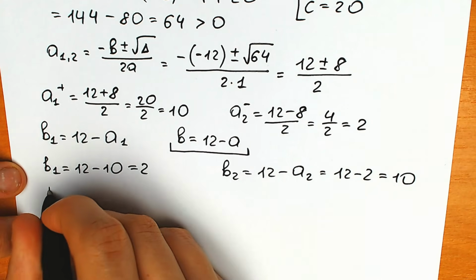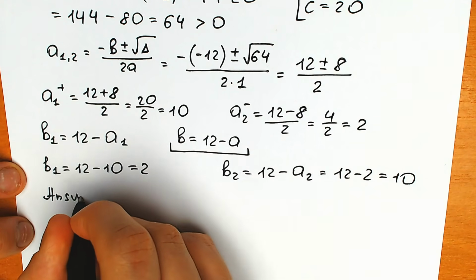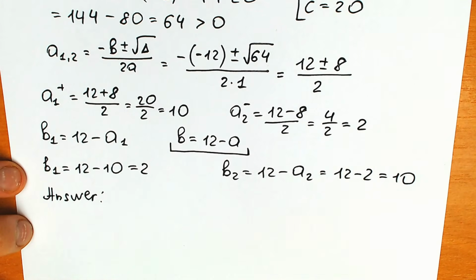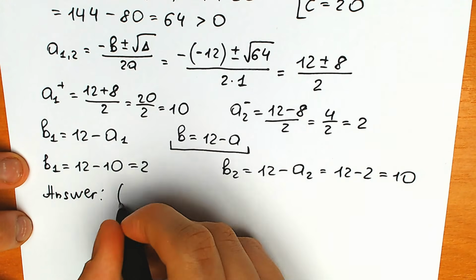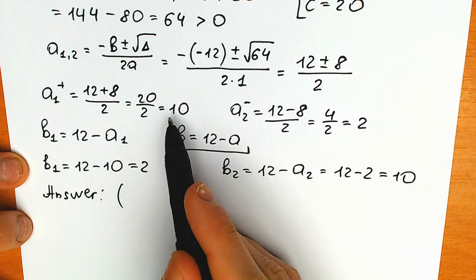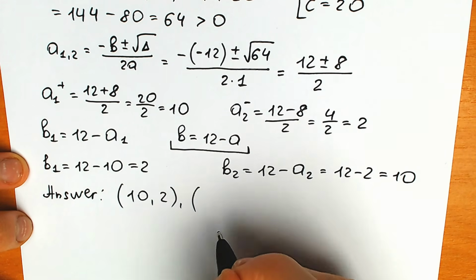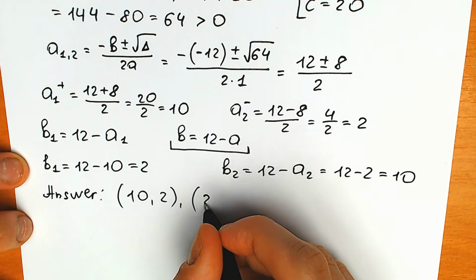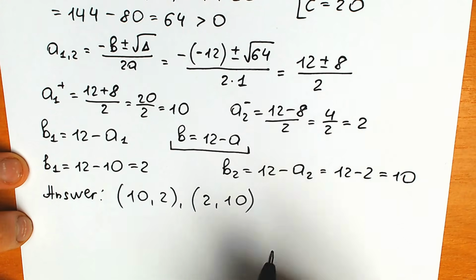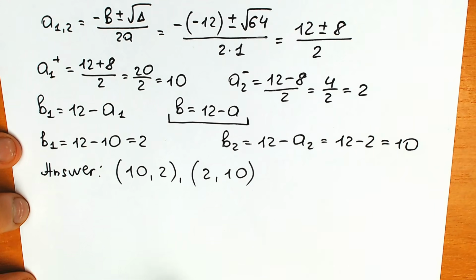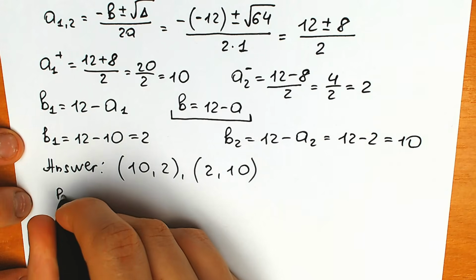So let's write our final answer to this question, and then we will check our roots. So our first root, a first, b first, 10 and 2, and our second pair, 2 and 10. And in the end, let's check real quick our roots. Let's prove it.